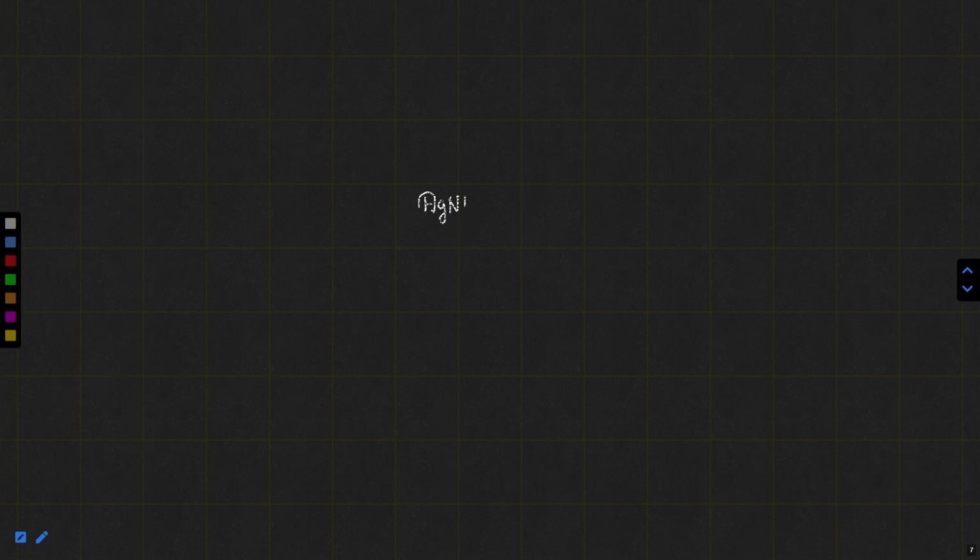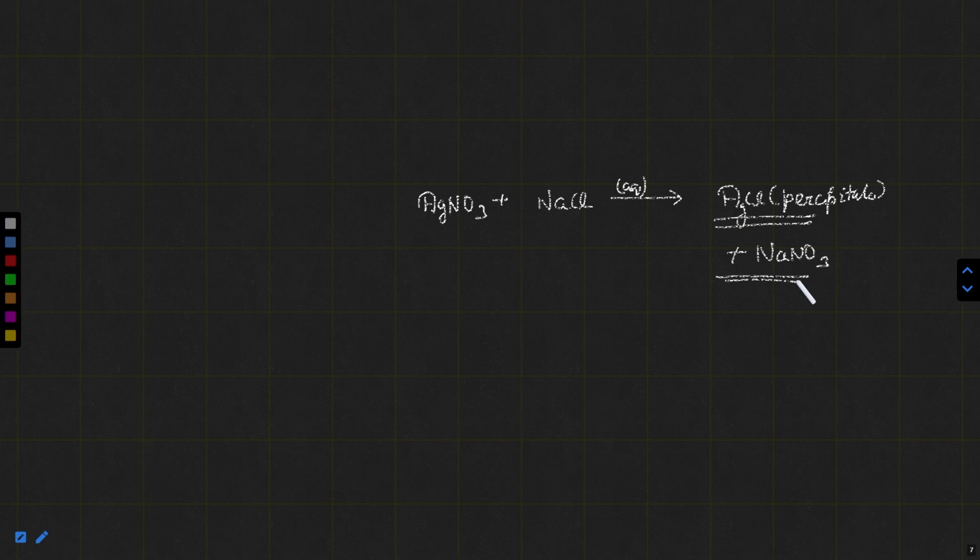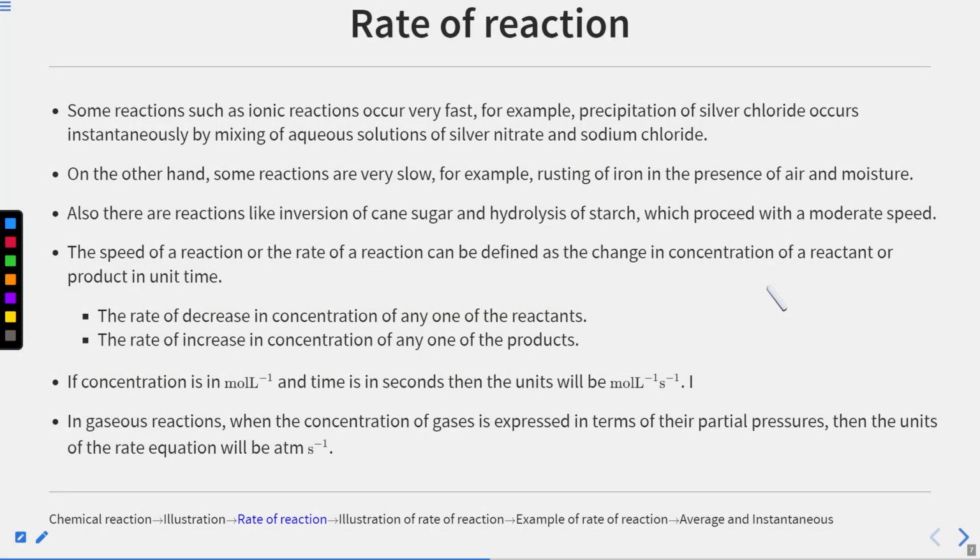So basically we have AgNO3 and NaCl. As we dissolve both of these in aqueous solution, you will quickly get AgCl, which is a precipitate, plus NaNO3. Is this clear to you? So this reaction is very fast. How can we see that this reaction has occurred very fast? By seeing the precipitate that is formed in the aqueous solution. By observing that precipitate, we can tell that this reaction is very fast.